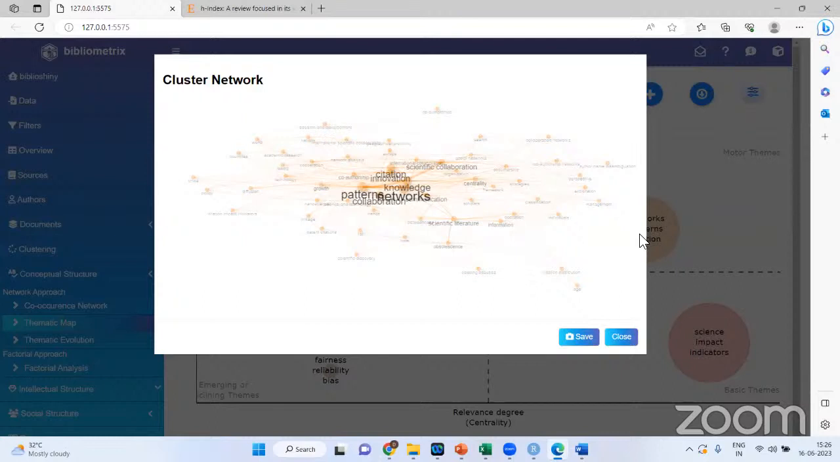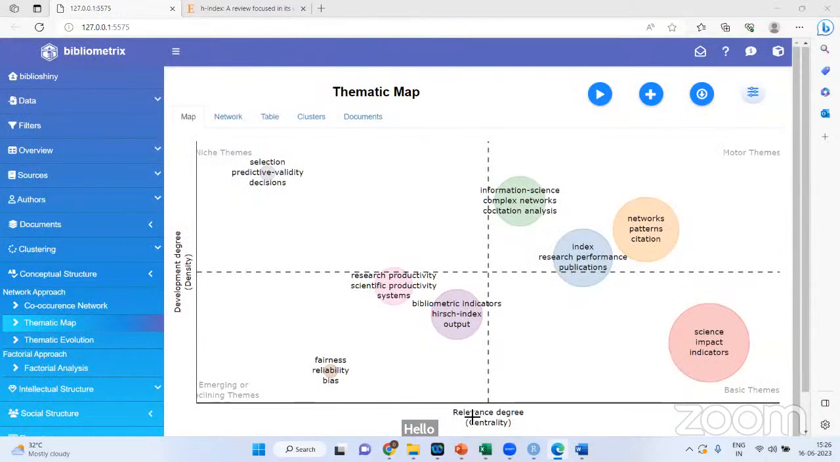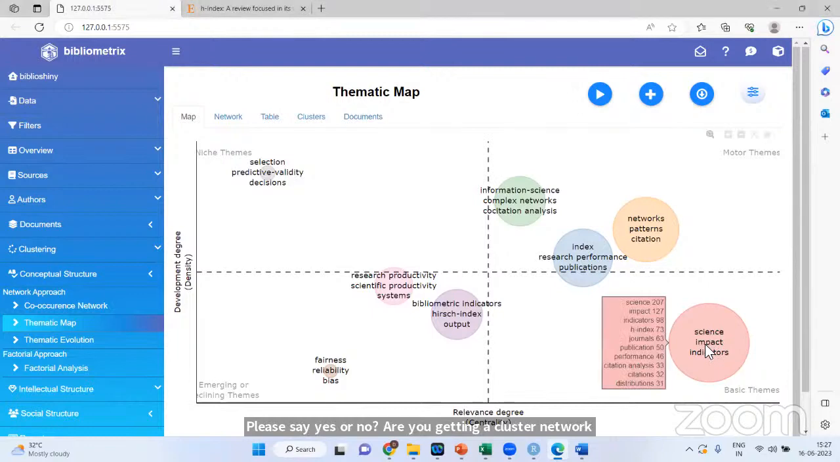Are you getting it? Cluster network, say yes or no? Hello. Please say yes or no. Are you getting the cluster network? Right. Wherever you click, it will generate the cluster network.